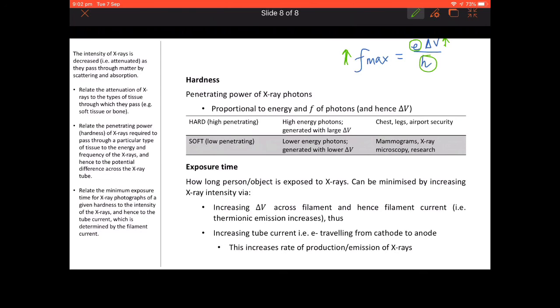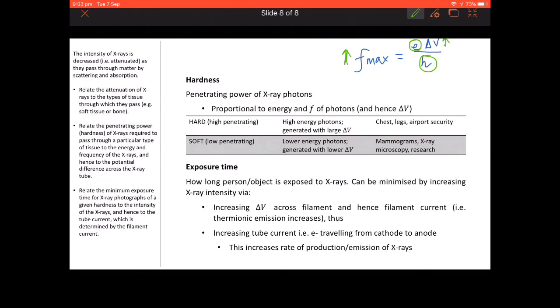The exposure time is how long a person or object is exposed to X-rays, and this can be minimized by increasing the X-ray intensity, by increasing the potential difference across the filament, and therefore increasing the filament current, so increasing as a result the thermionic emission of electrons, which then bombard the target anode and hence produce more X-rays. So the rate of production and emission of X-rays is increased.